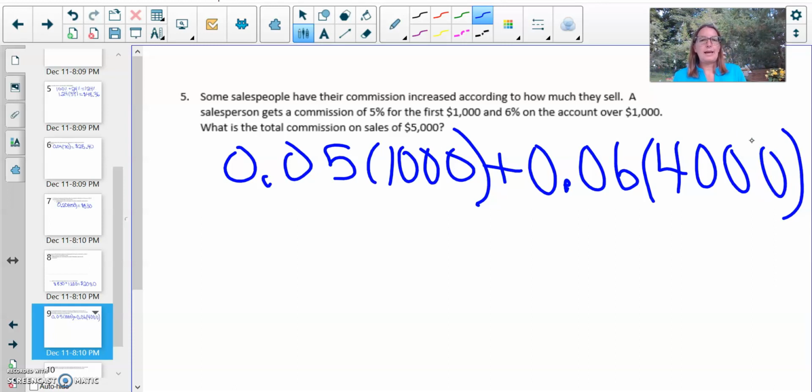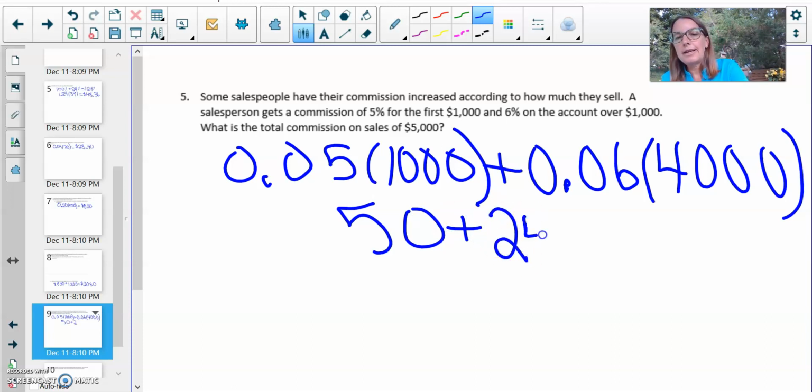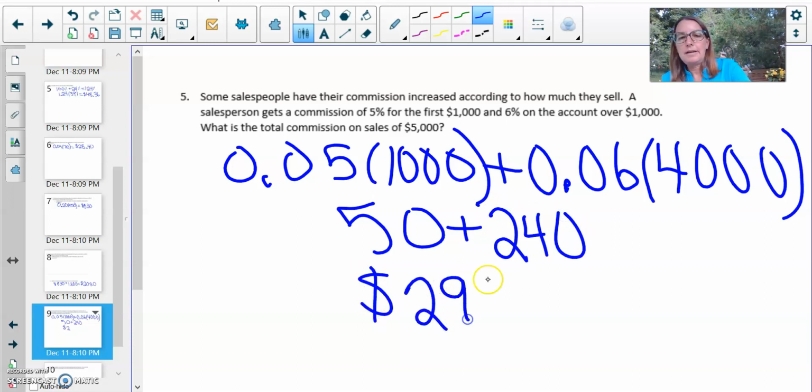So .05 times 1,000 would be $50 plus .06 times 4,000 is $240. So the total commission ends up being $290.